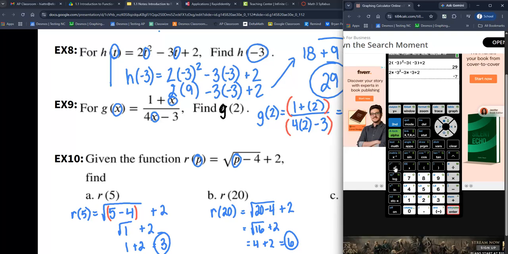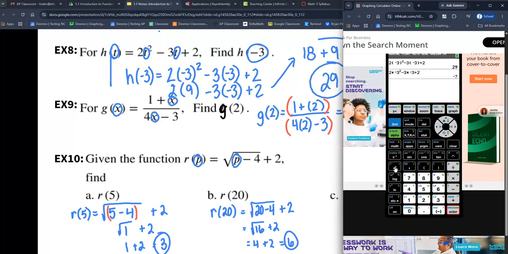Let's see how we're doing. Not actually seeing the correct answer yet. What's your answer? It's 4.